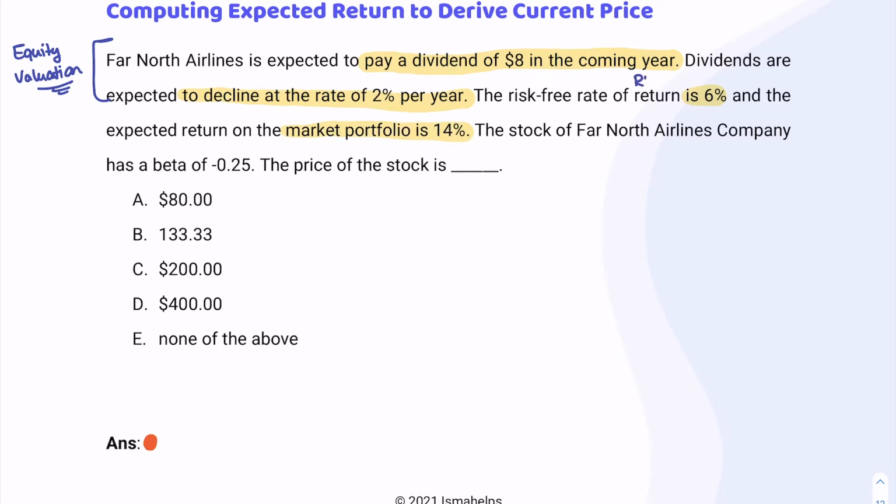We're discussing this concept of RF. We know that this is a dividend payment, all right? And we have our growth rate right here. And then we're also telling you that the ERM, which I like to call the ERM, but it's actually the market portfolio. And then we also say that the stock of Far North Airlines Company has a beta of minus 0.25. And the price of the stock is what we're seeking. So this is what we're seeking. All right. So this is really cool.